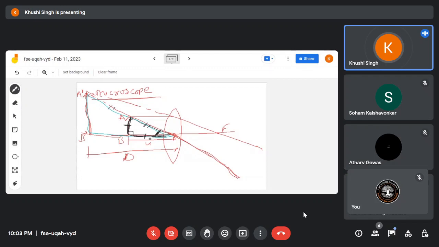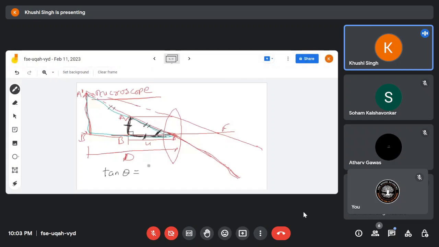Tan of theta is equal to opposite by adjacent. What is my opposite? Height of the object, that is AB, upon my adjacent. That is, say, B, and this is, say, O. So it is my BO or OB. Fine. I've got one thing. Agree? And also now see the blue triangle.